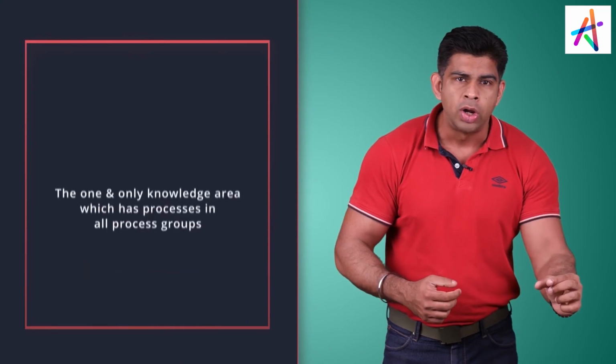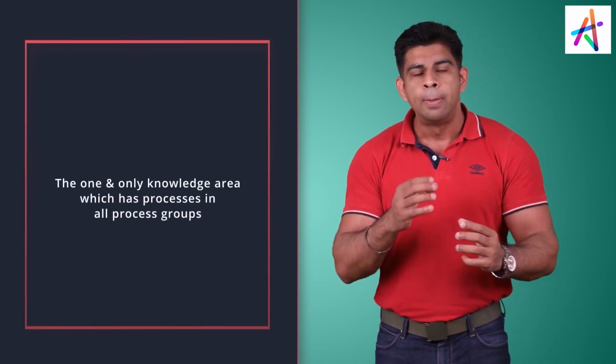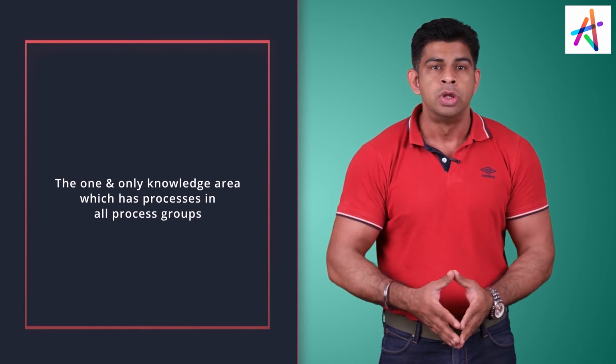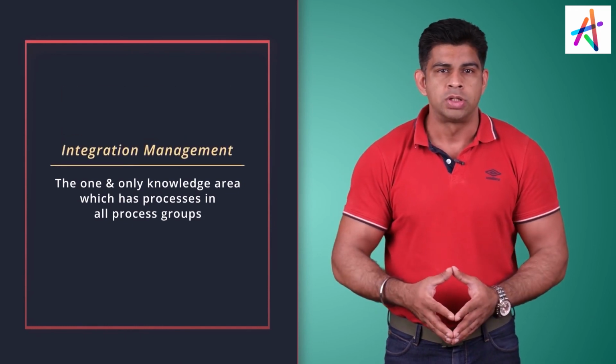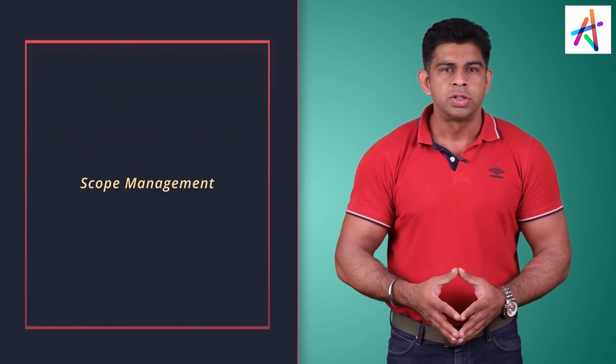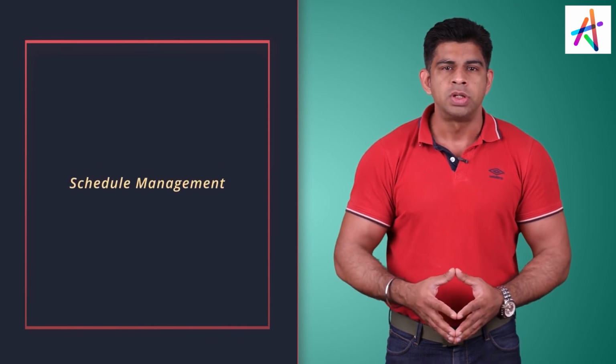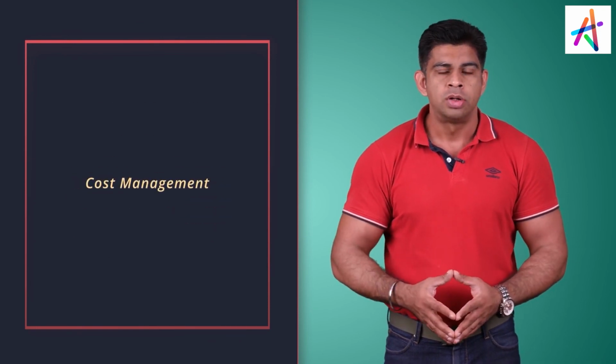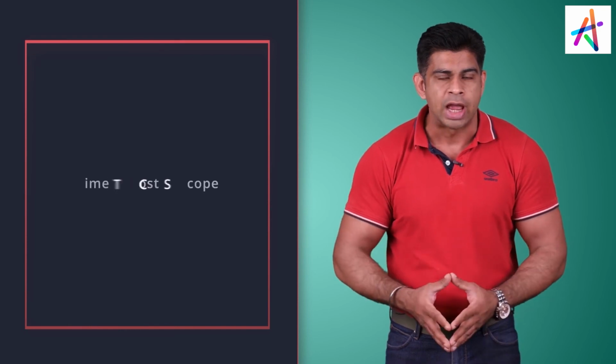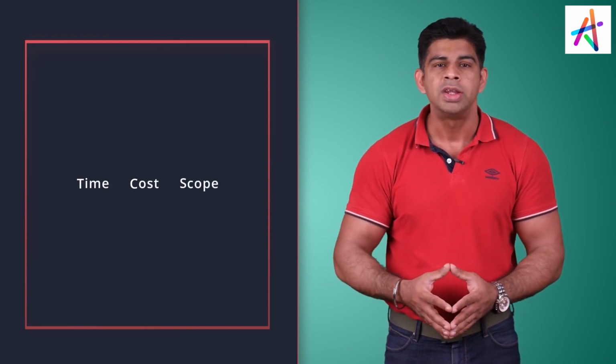You have only one knowledge area which has processes present across all the process groups. What is that? Integration management. Next is scope management, then schedule management, cost management. Often these are referred to as TCS, time, cost and scope, right?